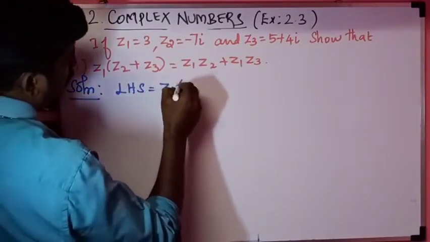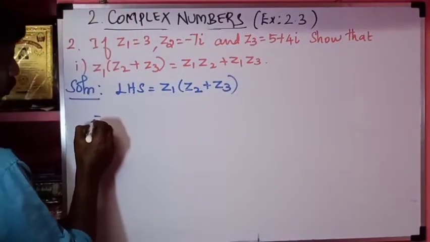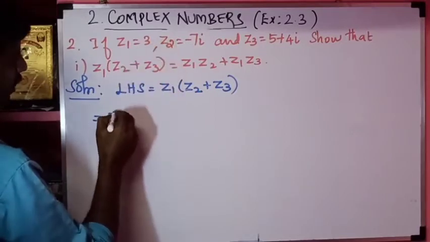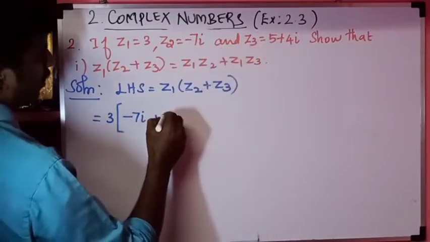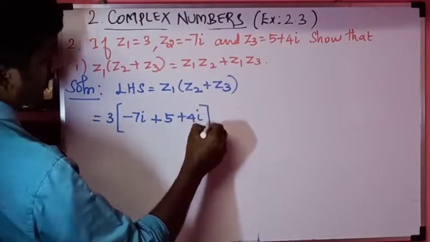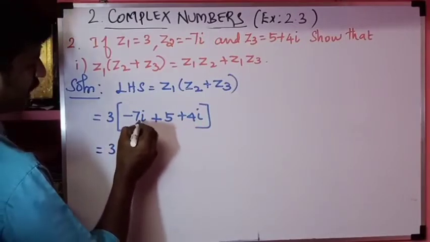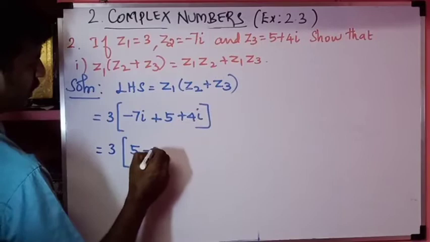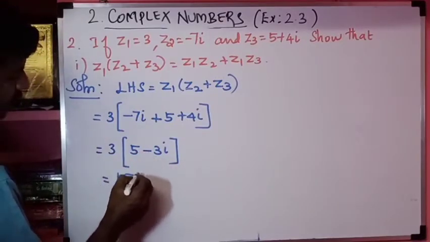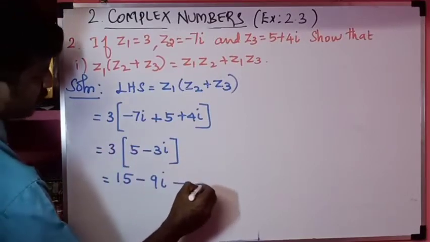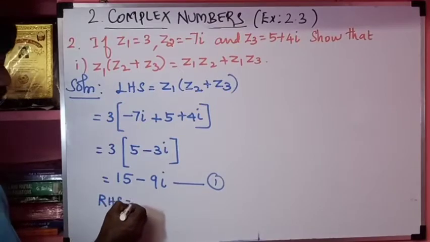equal to z1 into z2 plus z3, which is equal to 3 into z2 minus 7i plus z3, 5 plus 4i. 3 into the real number 5, the imaginary part minus 7i plus 4i, which is minus 3i. So 3 into 5 is 15, minus 3 times 3 is 9i. This is equation 1.